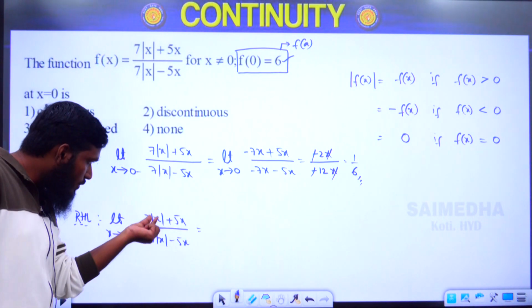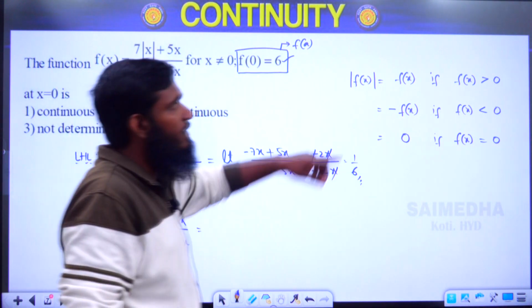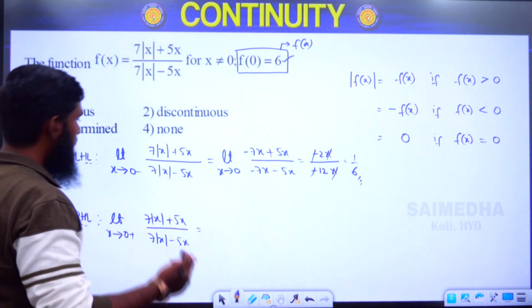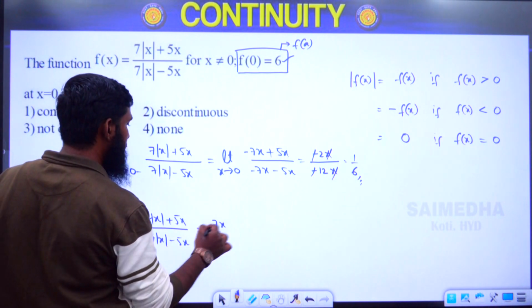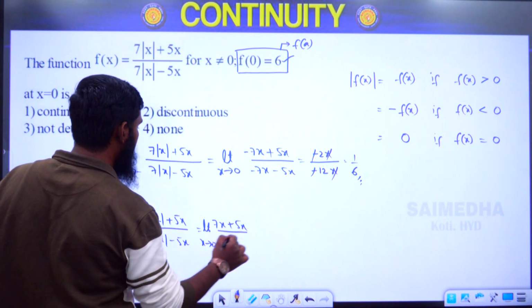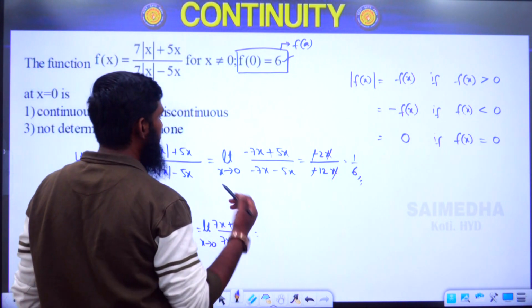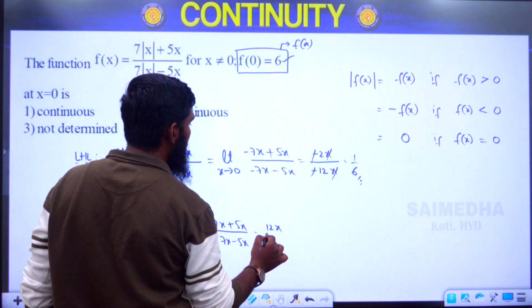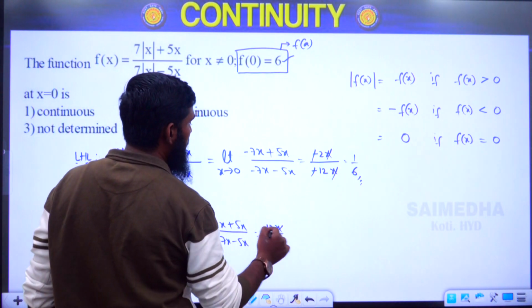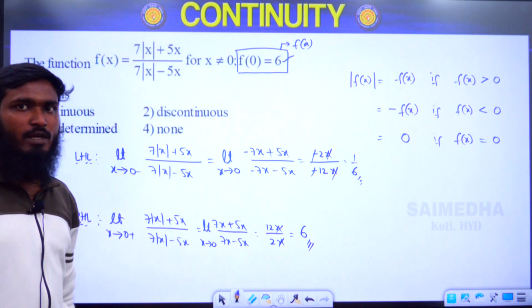So if the value inside this mod is greater than 0, then we have to write that function as it is. So we are writing limit x tends to 0, 7x plus 5x divided by 7x minus 5x. So 7x plus 5x means we can write 12x divided by 2x. x gets cancelled, 2 sixes are 12, so we are getting the answer 6. Okay. So the LHL value is equal to 6.